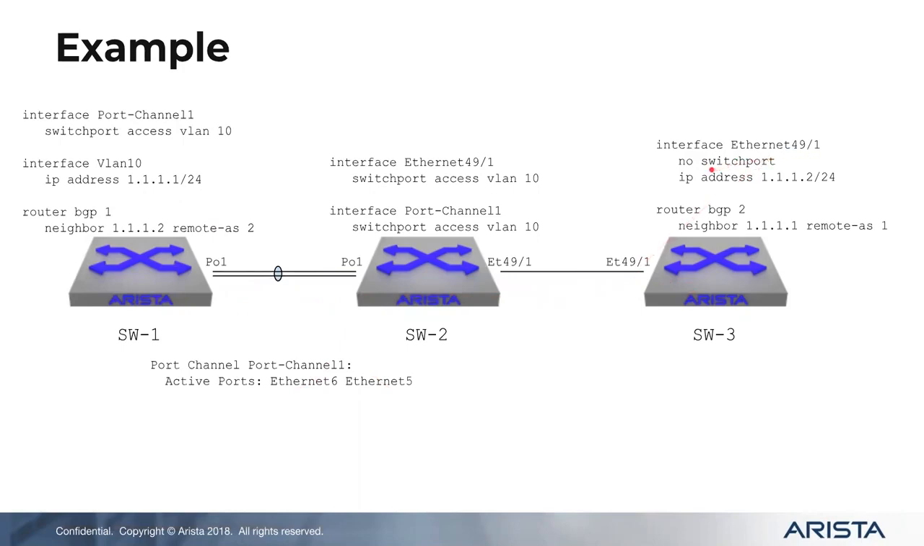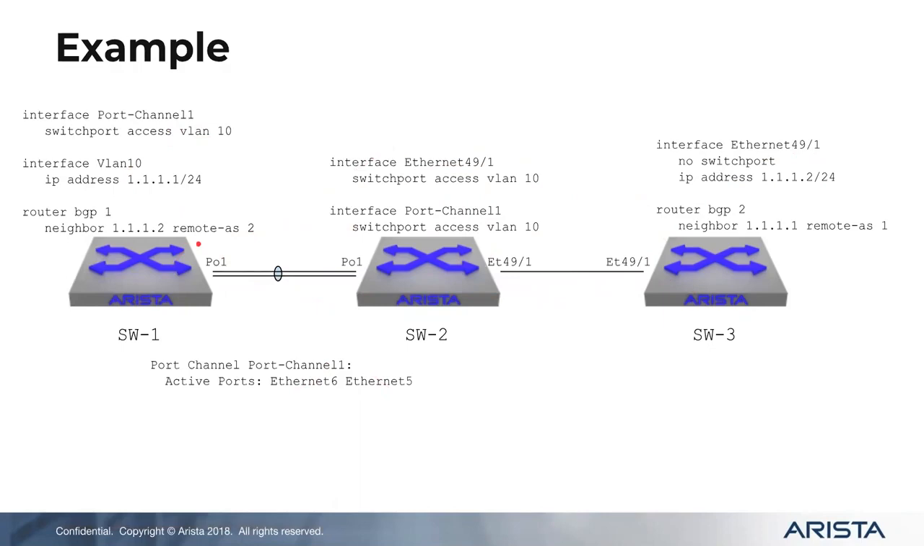Ethernet 49/1 on switch 3 is an L3 port with an IP address of 1.1.1.2/24. On switch 2, I've created a VLAN 10 and assigned Ethernet 49/1 and port channel 1 to it. On switch 1, I've again assigned port channel 1 to VLAN 10 and I've created an SVI for VLAN 10 with an IP address of 1.1.1.1/24. Apart from this, I've configured switch 3 and switch 1 to be BGP neighbors of each other.